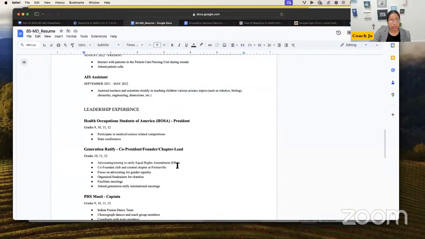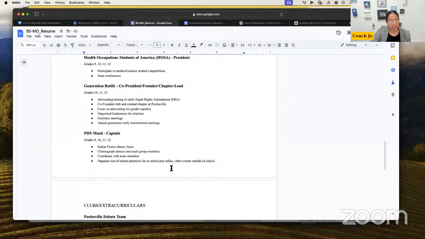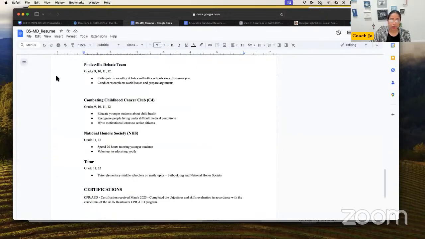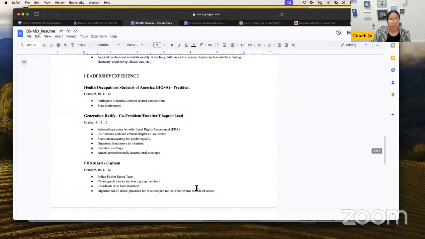Okay. And of course, leadership. You all mentioned all of that, and you can see here she had leadership. Like, yes, she had HOSA, but she had other activities on top of HOSA. This also Generation Ratify, of which she was a captain. She had all kinds of activities. She had this CPR certification and everything.